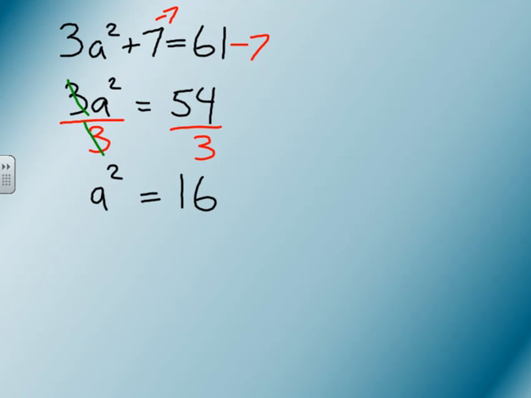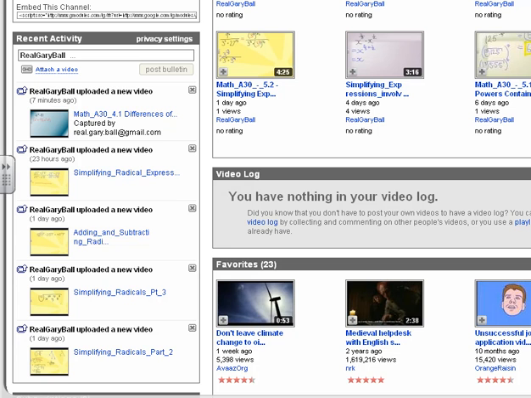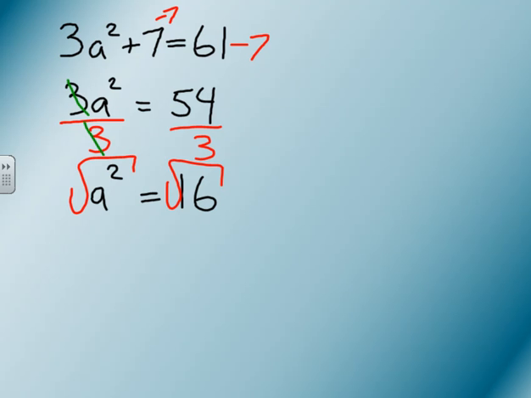Now what I want to do is take the square root of both sides, and I'm left with, sorry about that, I'm now left with a equals square root of 16 is 4.